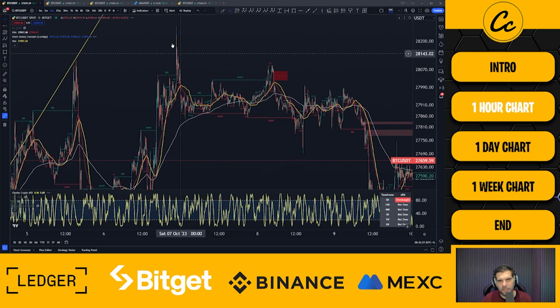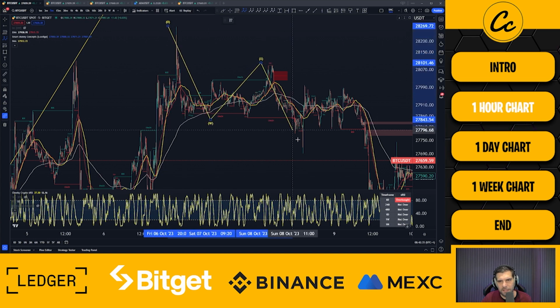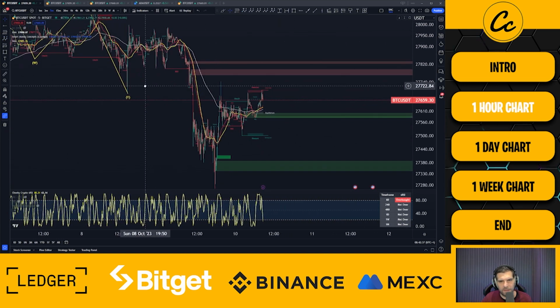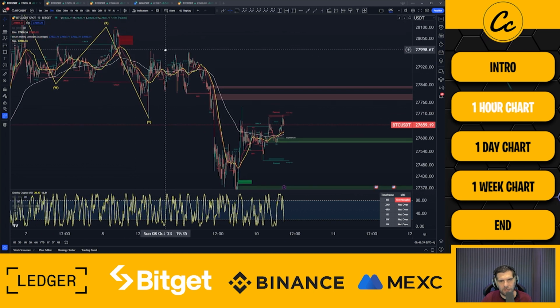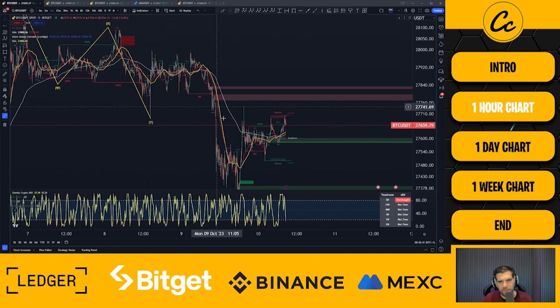So for the first part here, we can see that we do have a 3-wave pattern over here. I'm going to use WXY for this. Okay, so we have that 3-wave pattern there. We then obviously have the correction to the upside, which is not a problem. And then we move down.